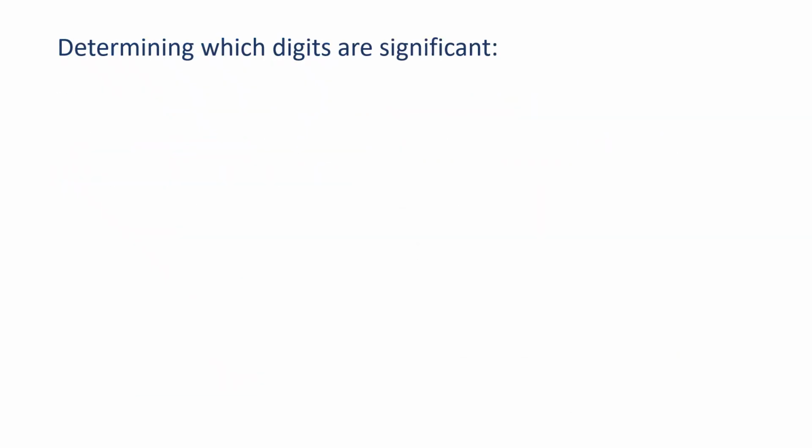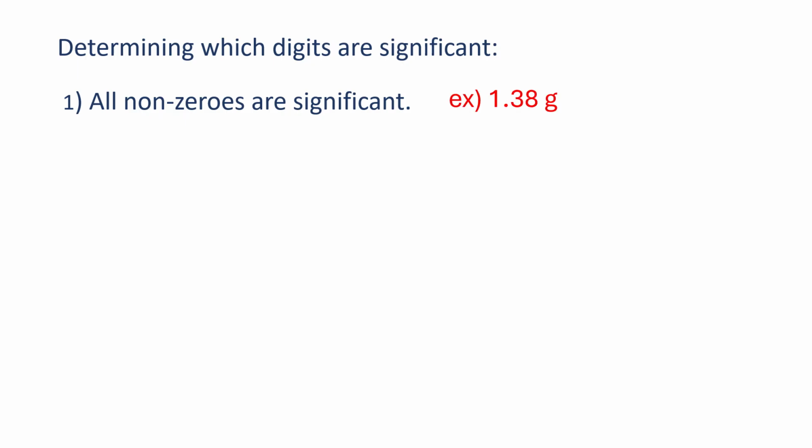Okay, so when you're just looking at numbers and you don't have the balance or the graduated cylinder or whatever in front of you, how do you know which ones are significant? How do you know how reliable the numbers are? Well, there are a couple rules I'll give you. Number one is all non-zeros in any number that you see are considered sig figs. They're considered significant. So 1.38 grams, right? That is all non-zeros. So you would say that has 1, 2, 3 significant figures, or 3 sig figs.